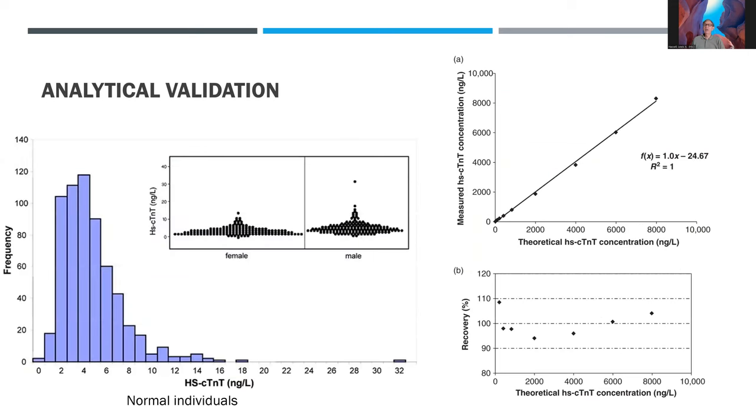Analytical validation usually comes in a slightly different format. You may look at the normal range for males and females and see, well, there's some differences here. Maybe I'm going to need a different range or different proportion analysis for different sexes. You can look at recoverability. So here's a measured high-sensitive cardiac troponin T concentration versus the theoretical. And in fact, the linearity was very nice. However, when we looked at percent recovery using standardized assays, we see that there was a variability. There's a bias here as well. So this analytical validation was involved here.